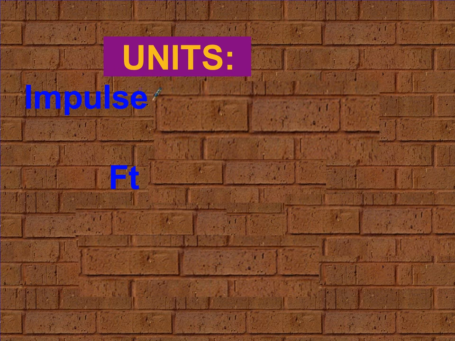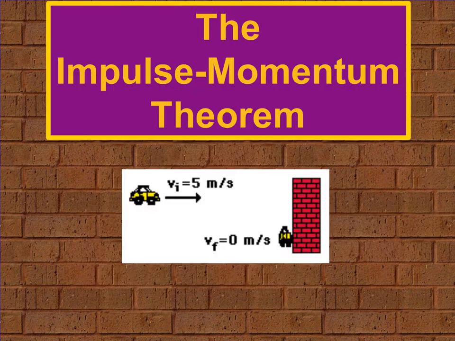First, let's look at units. The units for impulse: force is measured in newtons and time is measured in seconds. So the units for impulse are newton seconds. Let's discuss the impulse momentum theorem. This is a theorem that is going to connect your impulse, J equals Ft, to your momentum, p equals mv.